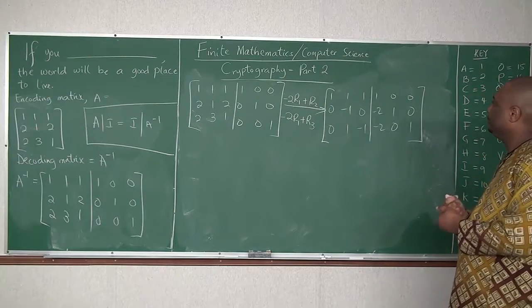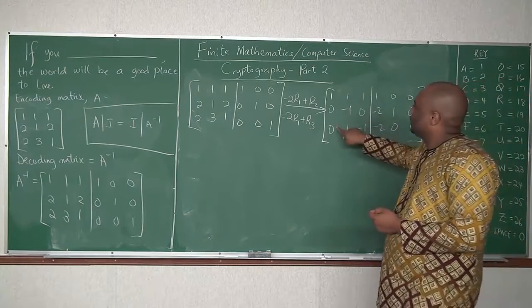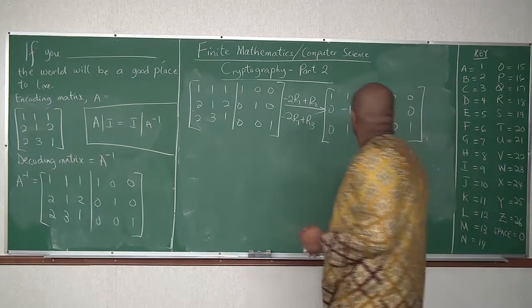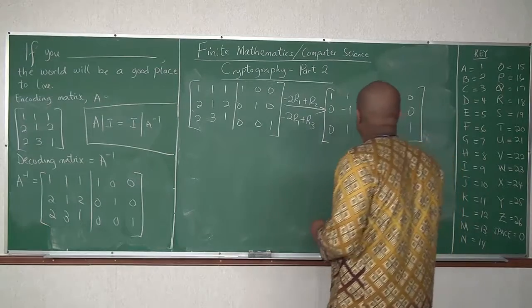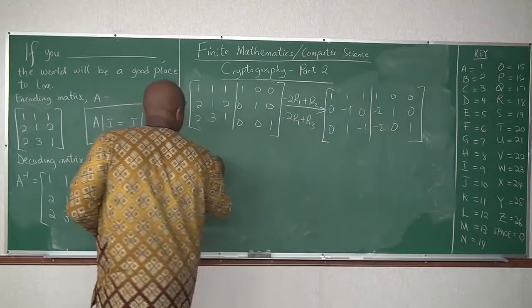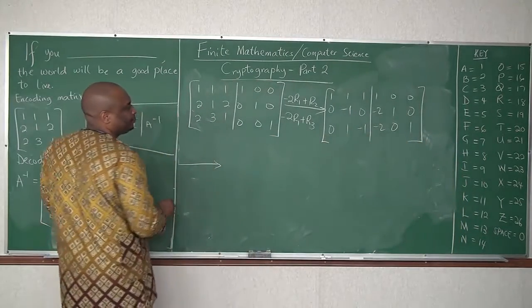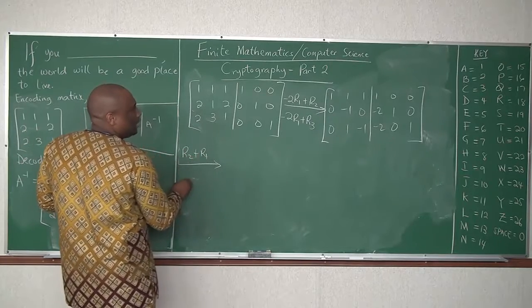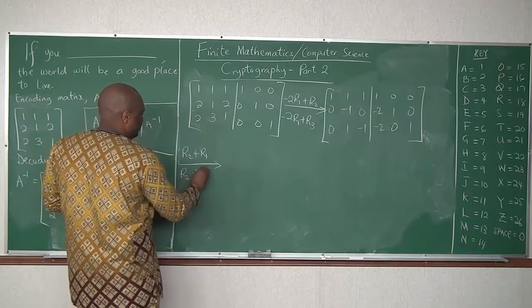Right? 1, 0, 0. The next thing is to make 0 and 0 here. So what will be the operation? What's going to be the operation? I will have R2 plus R1 and then R2 plus R3.